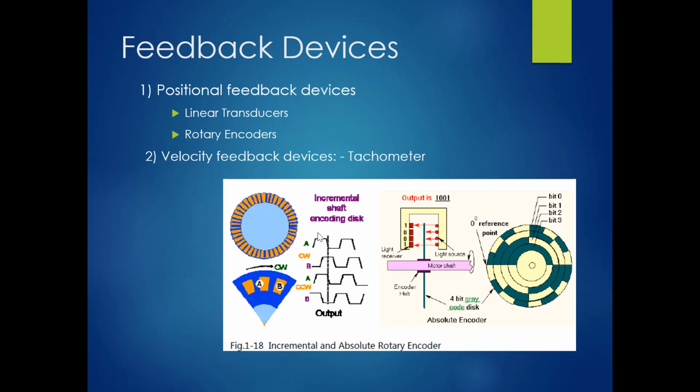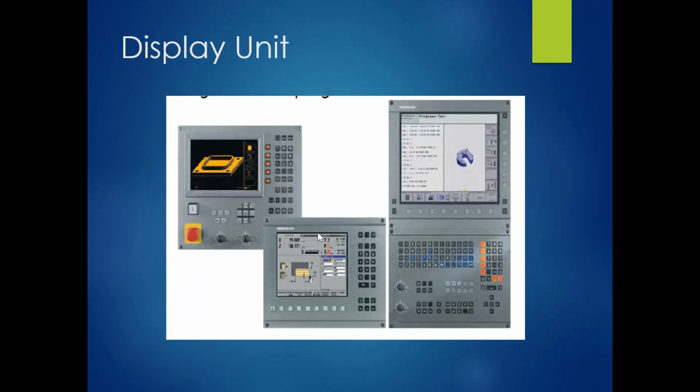The second is the feedback devices. Here, the two feedback devices can be used, like positional feedback devices and velocity feedback devices. Some examples are given, that is for positional feedback devices, linear transducers, rotary encoders can be used. Similarly, for the velocity feedback devices, tachometer can be used. And the last is a display unit.